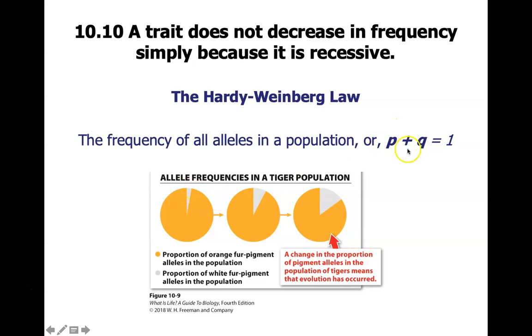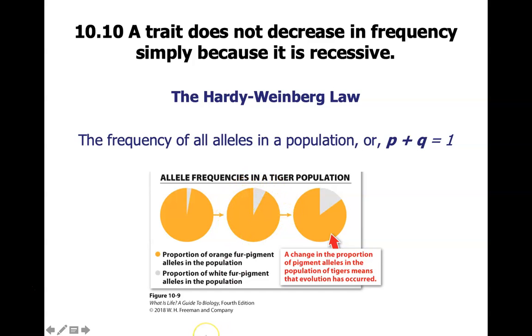Now, p and q stand for the frequencies of the dominant allele and the recessive allele, respectively. So let's say that q is equal to our white allele and p is equal to the yellow allele. After an evolutionary event, q is going to increase while the relative frequency of p decreases. Remember, they're always equal to 1.